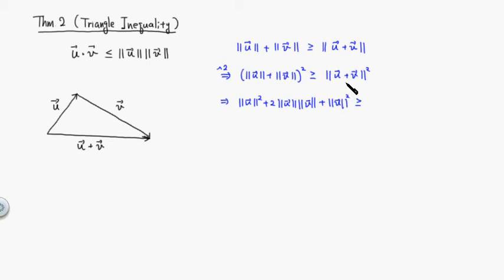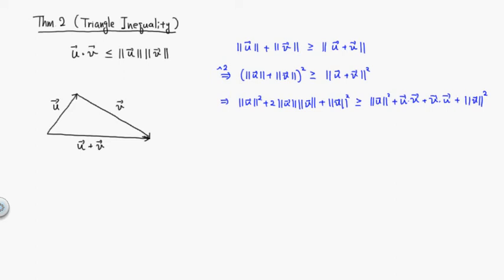the norm of u plus v squared. The norm squared is just a dot product with itself, so vector u plus vector v dotted with itself. It's going to be u dot u, which is the norm of u squared, and you have a u dot v, and then you have a v dot u. Then you have v dot v, which is the norm of v squared.